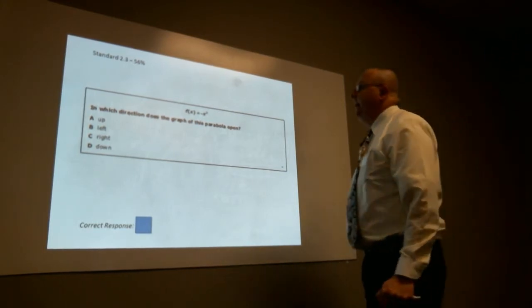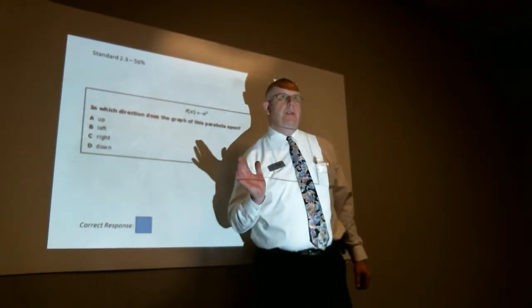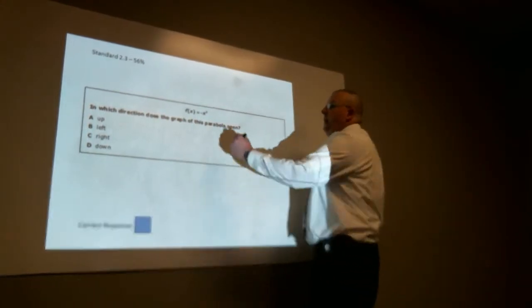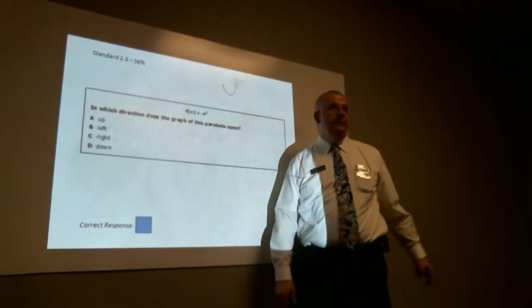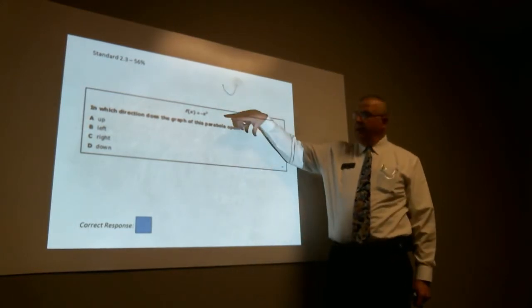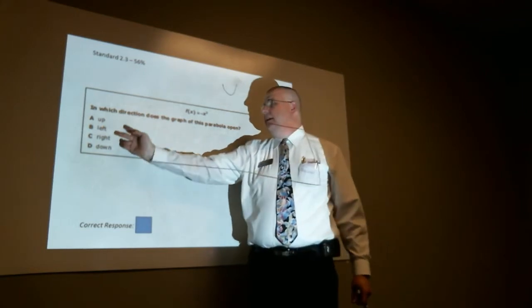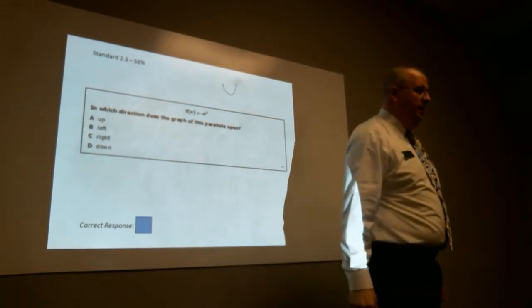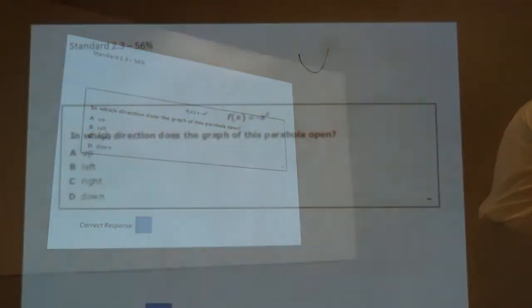All right. Which direction does this parabola open? Does it open up or down? The leading coefficient's negative. Remember our original parent function, that opened up, right? The bowl. So if I put a negative in front of it, it would open what? Down. That's easy. That's all they're asking there. Back to function notation and parent function knowledge.